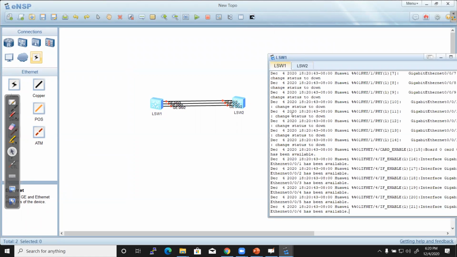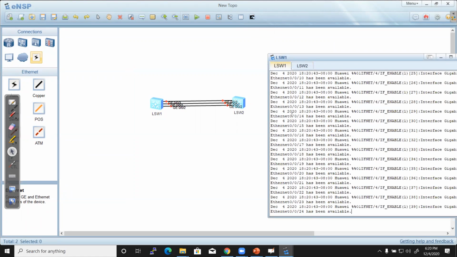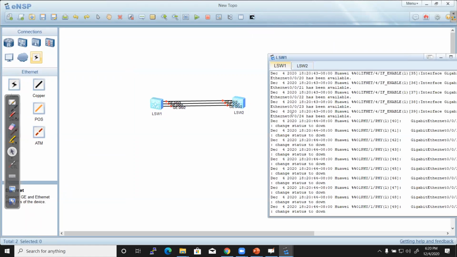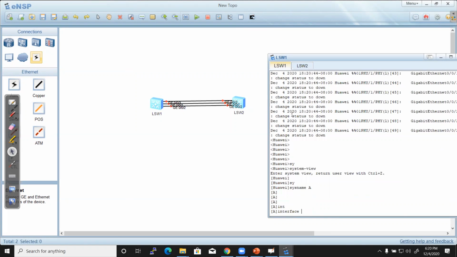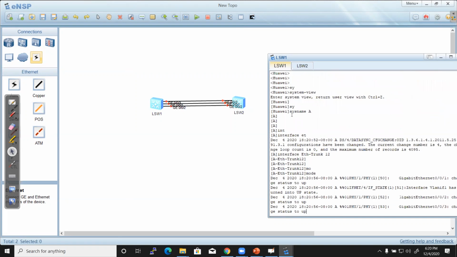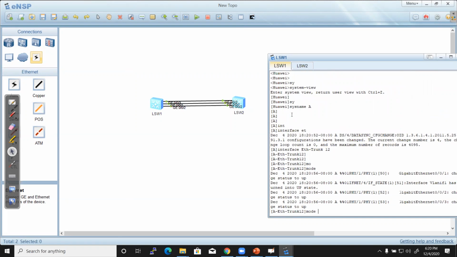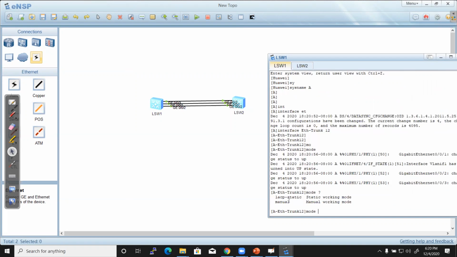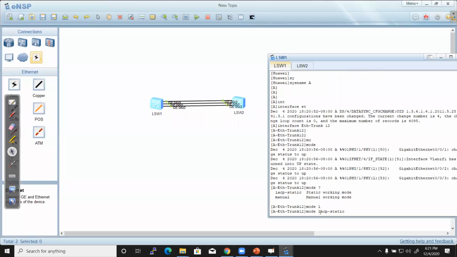Again, you have switch 1 and switch 2. For example, this is our switch A. I need to create an interface Eth-Trunk 12, any number. Then you will set the mode, and I'm putting the question mark. You can see you have the manual mode and you have LACP, so you can set the LACP setting.